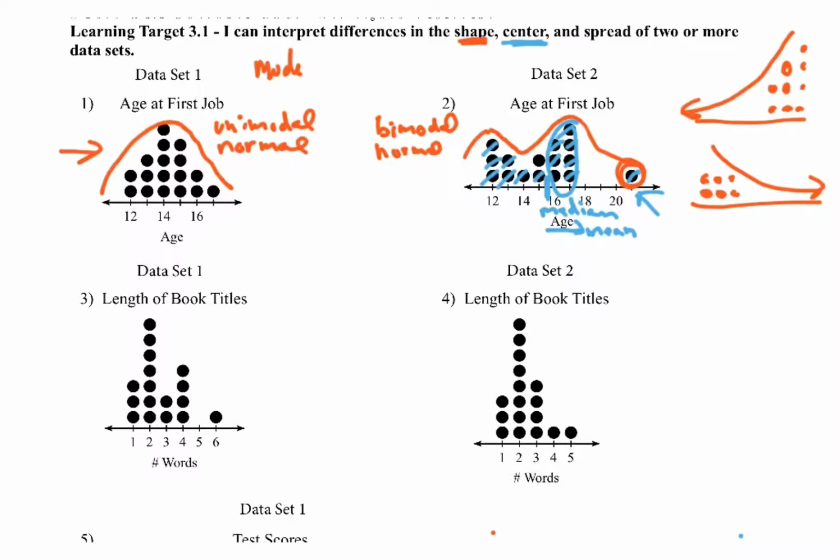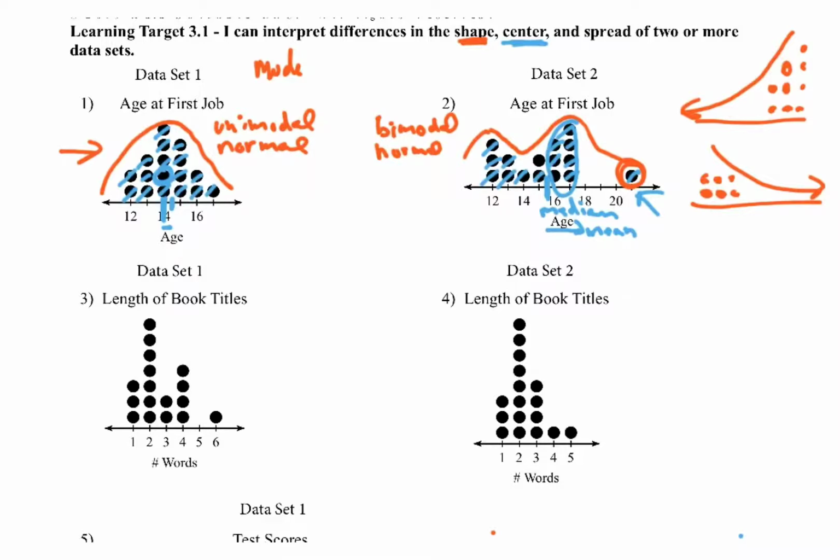Whereas this one, because it's a lot more normal than number 2 was, our median and our mean are going to be pretty similar. So our median's right here at 14. Our mean might be slightly above, but it's going to be pretty close to that same one. So for the center, we look at the mean and the median. Definitely data set 1 has a lower mean and a lower median than data set 2 does.